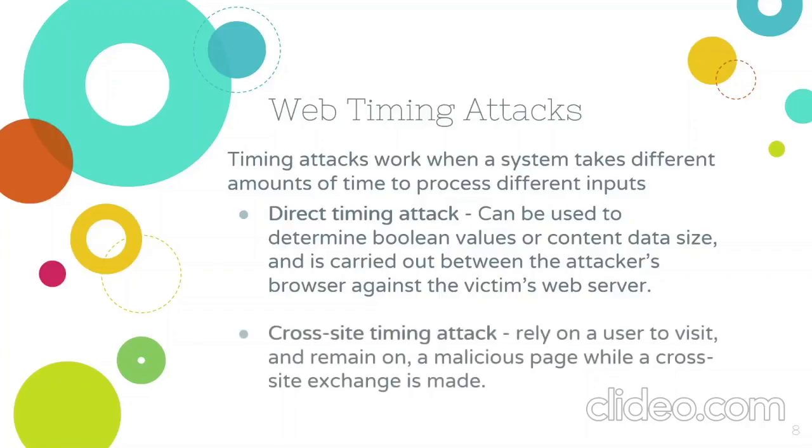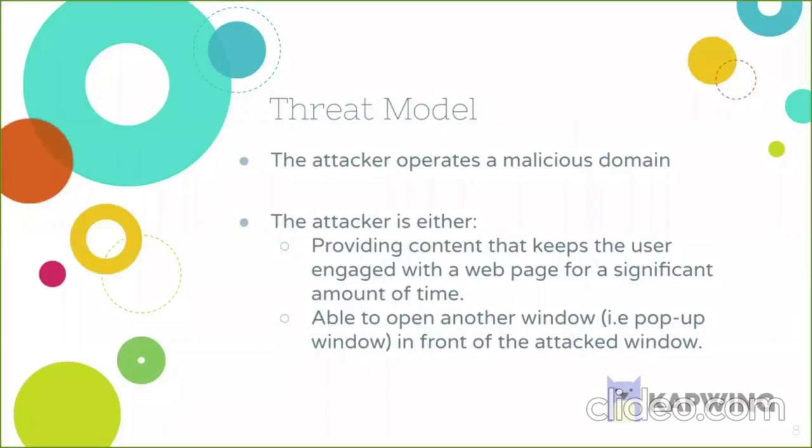The second type are cross-site timing attacks. They rely on a user to visit and remain on a malicious page while a cross-site exchange is made. All timing attacks described later are cross-site. Our threat model is when an attacker operates a malicious domain. The attacker is either providing content that keeps the user in a web page for a while, since he needs a significant amount of time to perform the attack, or another window is opened, like a pop-up window, in front of the window that's been attacked.